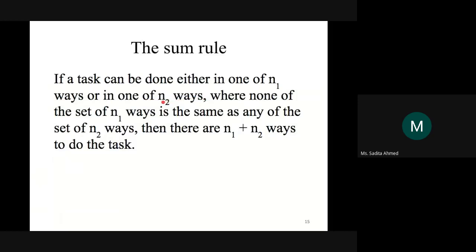That is, the sum rule can only be applied when a task can be done in either one of these two sets of ways, and on top of that, when there is nothing in common among these two sets of ways. However, what if there are some ways which are common among these two sets? What if that were the scenario?